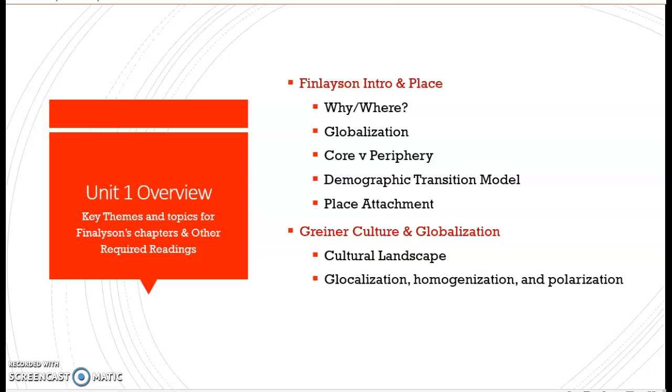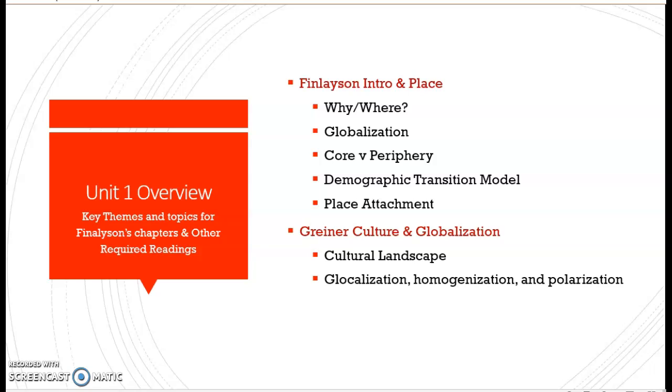Within globalization and the cultural landscape, we encounter what are called consequences, and sometimes these consequences are glocalization, which is the merging of global and local culture to create something new. Homogenization. So as globalization takes hold, we might go to other cities in the world and we might see McDonald's, Pizza Hut, some of the same businesses that we find in our backyard. So oftentimes this globalization process creates a sameness known as homogenization.